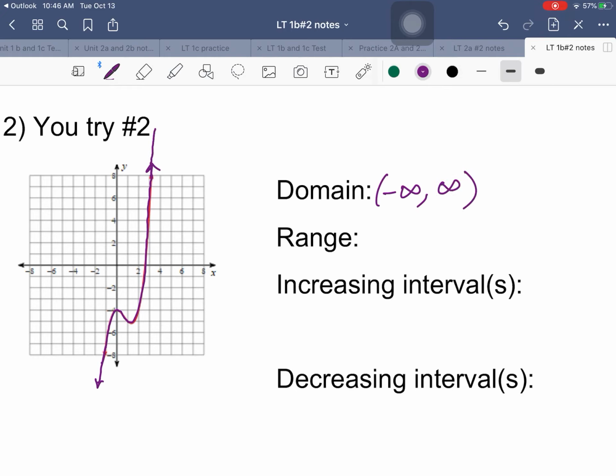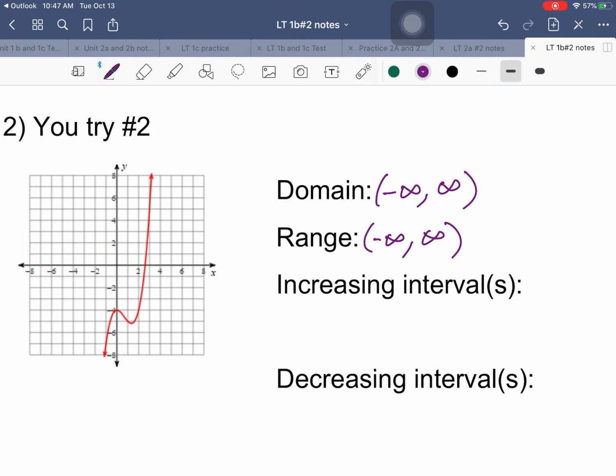Cool. Range. What's the lowest part of the graph? Well, this arrow means it's going to keep going down forever. And as we trace the graph, that's a local maximum point, and then it's a local minimum point, but that's not the maximum of the graph. The maximum of the graph means it'll keep on going up forever. So this starts at negative infinity because the lowest point of the graph is down below. The highest point is positive infinity.